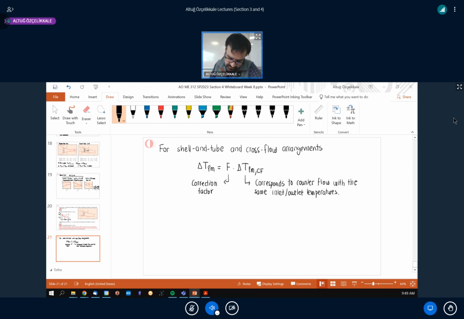And where is this correction factor coming from? The correction factor is a function of temperature differences, but they're not exactly defined in the way that we are very used to. So let me clearly identify them. It's a function of two parameters, P and R, where P is the small temperature difference, t_i minus t_o, divided by the inlet temperature of one fluid minus the outlet temperature of the other fluid.